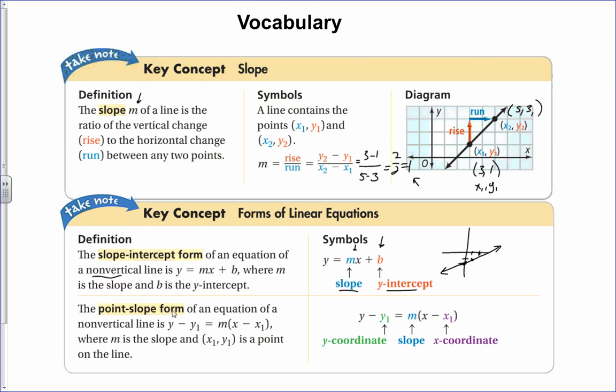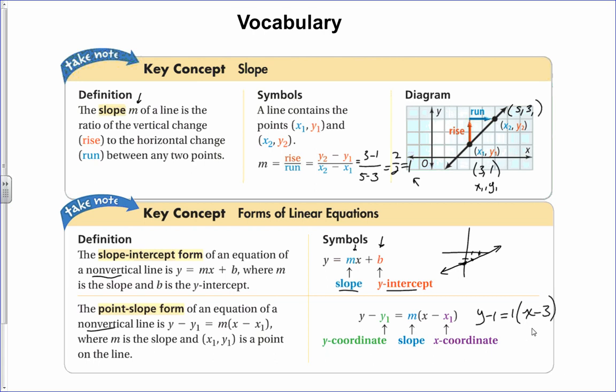Next is point-slope form. The point-slope form of an equation of a non-vertical line is y minus y1 equals m times x minus x1, where m is the slope and x1, y1 is a point on the line. So for instance, we could write the equation of this line with y minus y1, so we're using this as x1, y1. We can go y minus 1 equals m, our slope was 1, times x minus x1, which is 3.